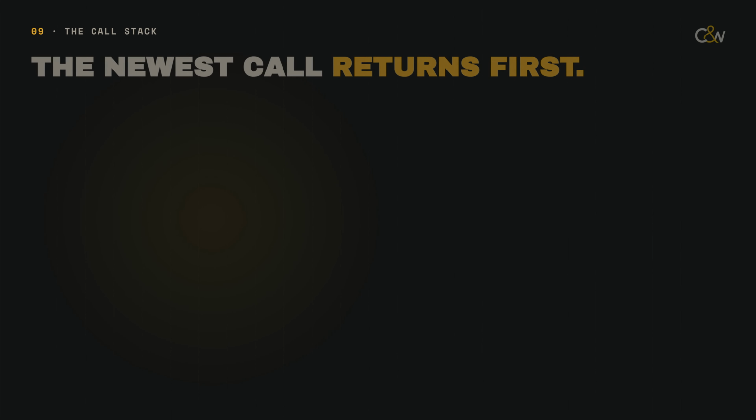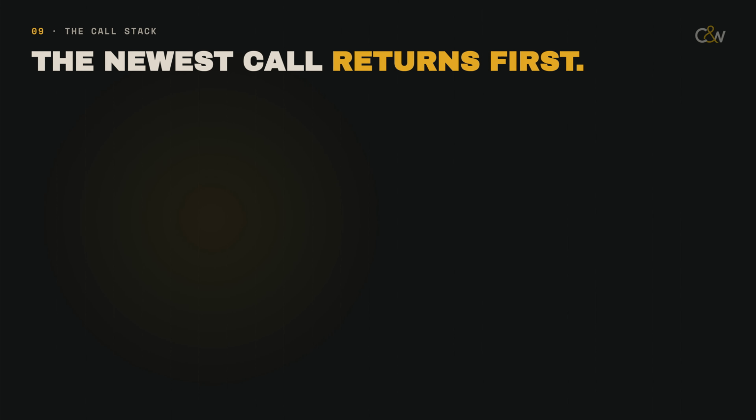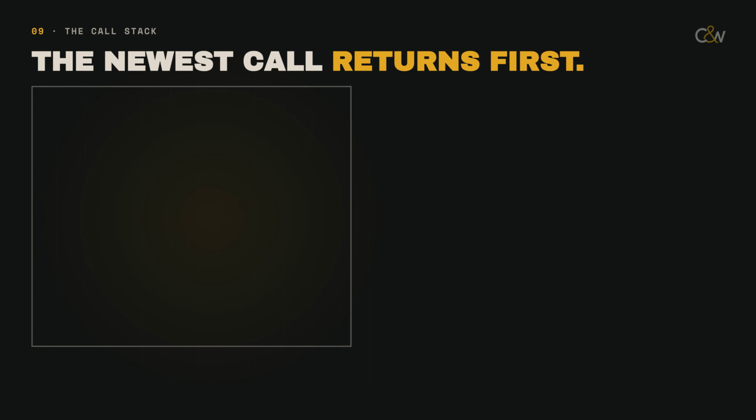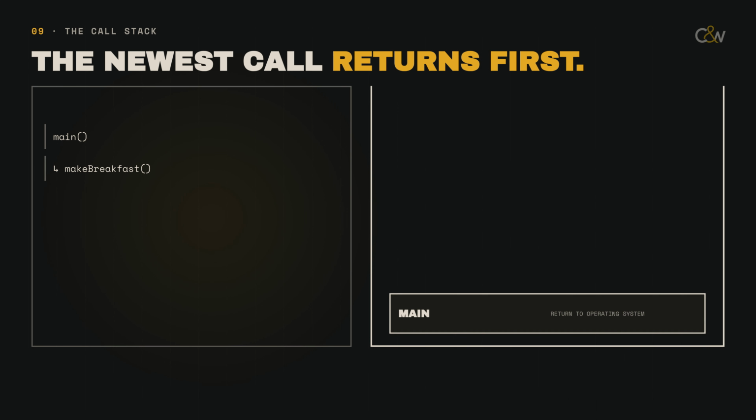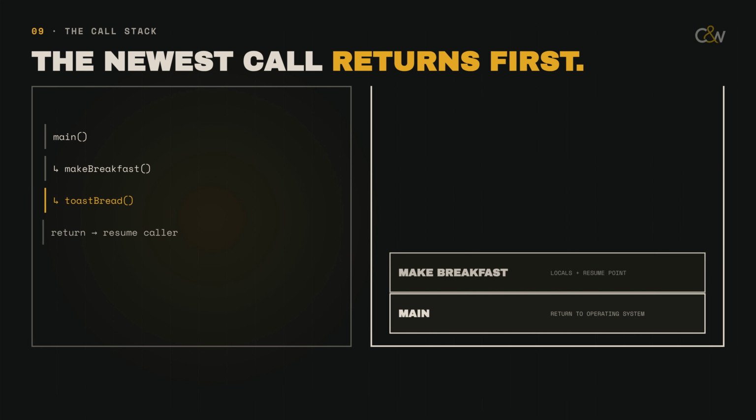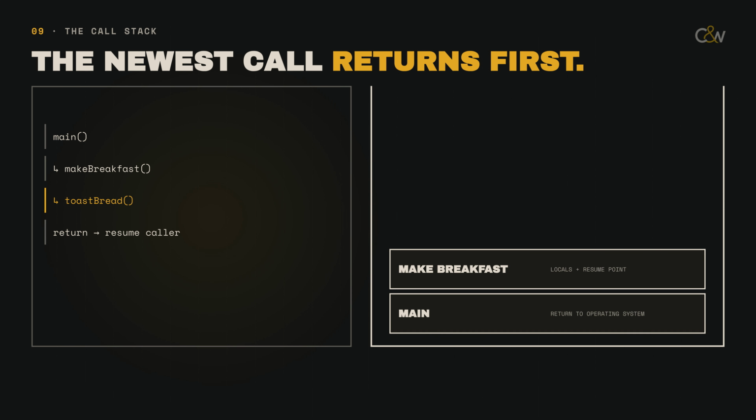Suppose main calls make breakfast and make breakfast calls toast bread. Each call gets a stack frame, a small record containing that function's local data, its arguments, and where execution should return. Main's frame is pushed first, make breakfast goes above it, and toast bread becomes the top. Toast bread finishes first, so its frame pops and the program resumes inside make breakfast. Then make breakfast pops and main resumes.